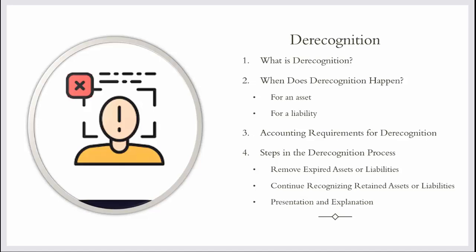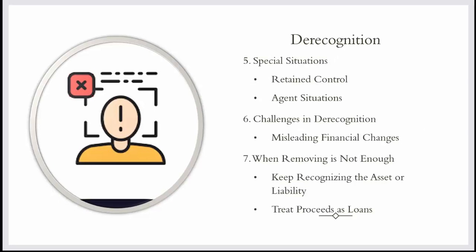Continue recognizing retained assets or liabilities. Any parts of the assets or liabilities that are still held by the company must be recognized separately. For example, if a company sells a building but retains the right to use part of it, the retained part should still be recorded. Presentation and explanation. Clearly present and explain any remaining or removed parts in the financial statements to ensure transparency and accuracy.